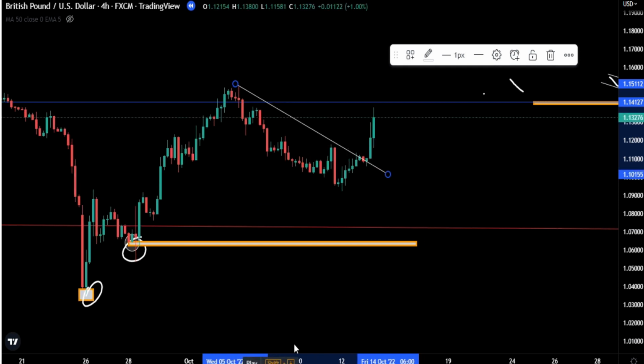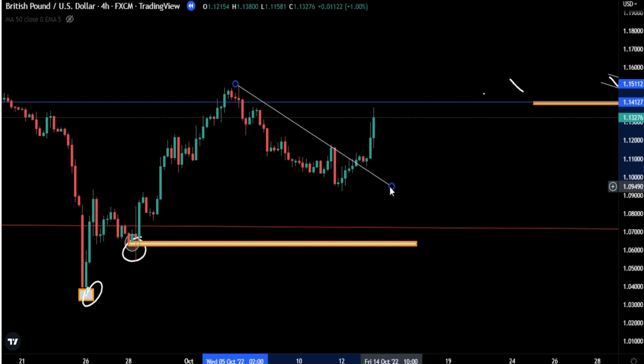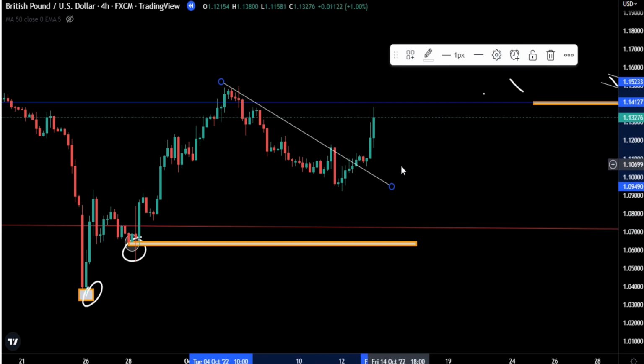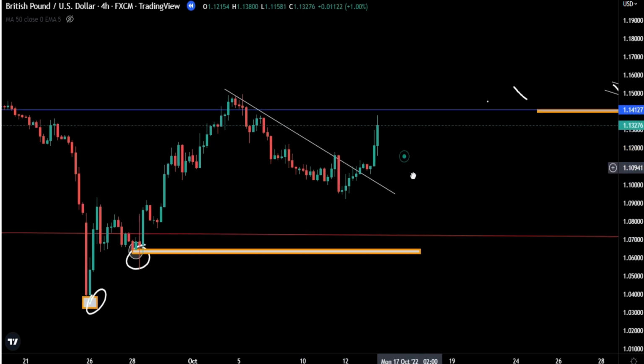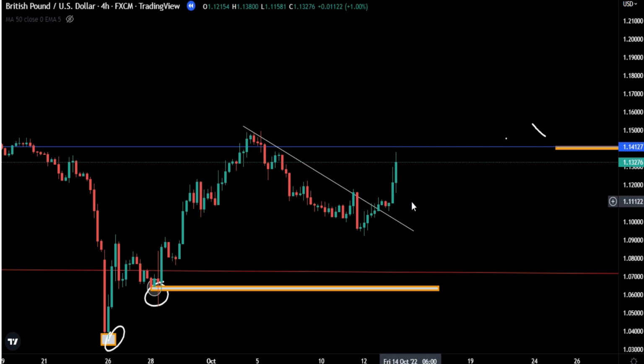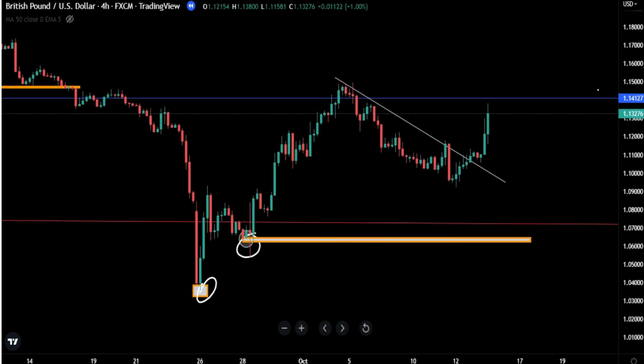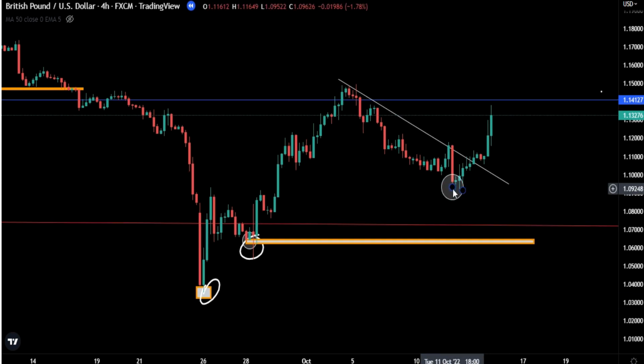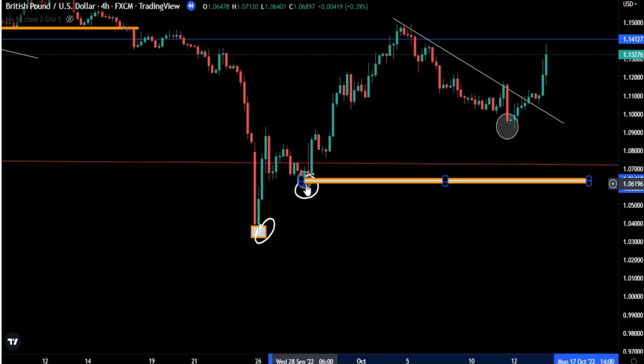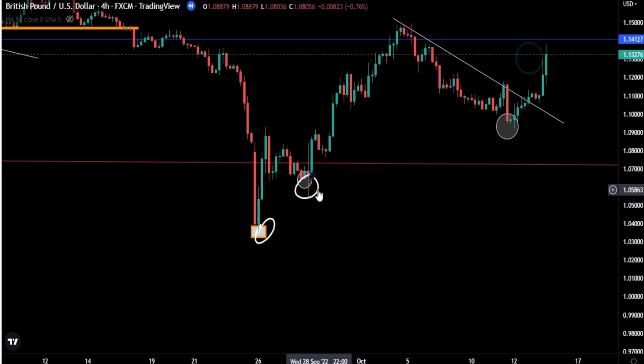At this point, one can start looking for buying opportunities after a breakout from this trend line. But currently you can see that we have this swing low. This is the current swing low, and it is higher than the previous swing low, which is this one here. So the price could not break the previous swing low.